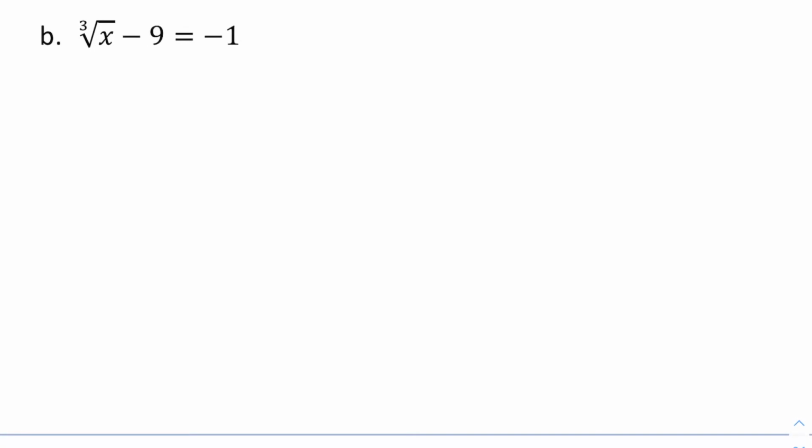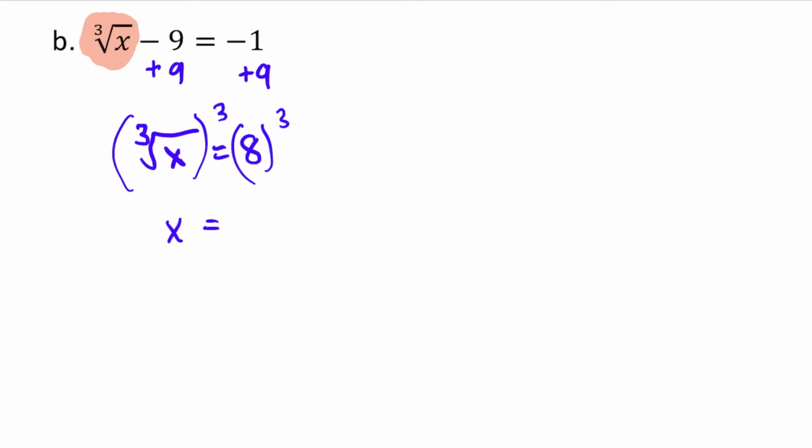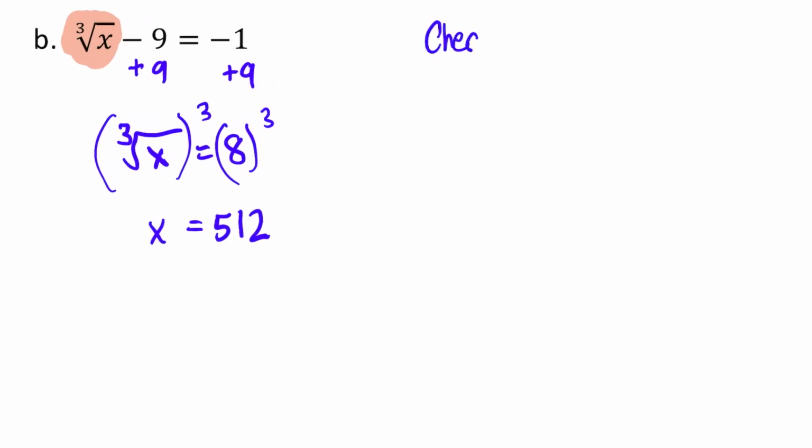Okay, in this one our radical is not by itself, so we need to get the radical by itself before we raise both sides to the third power. So let's add 9 to both sides, and then we have the cube root of x equals 8. And then we're going to take both sides to the third power to undo our cube root and get x. So if you cube 8, you get 512. So it looks like x equals 512.